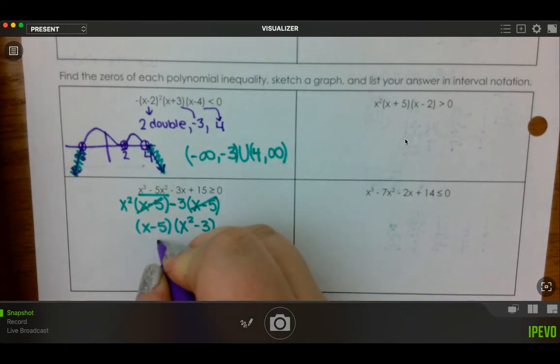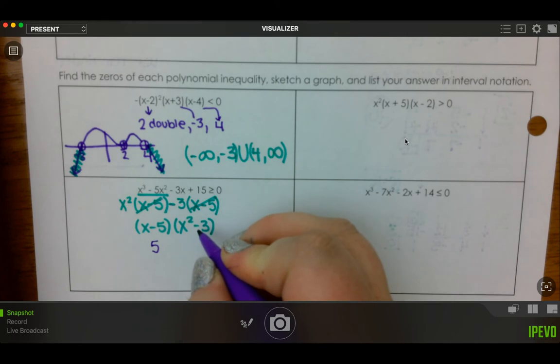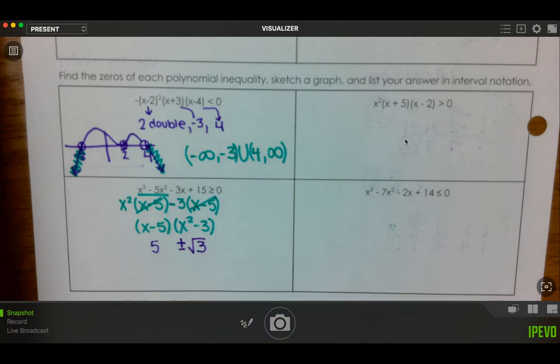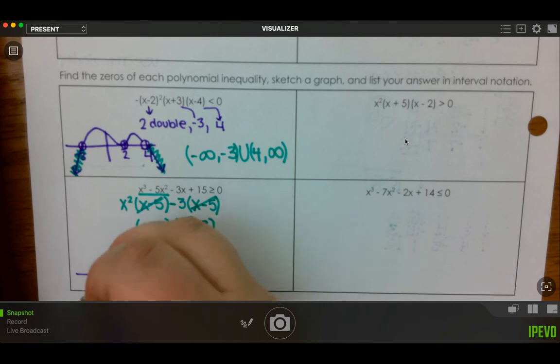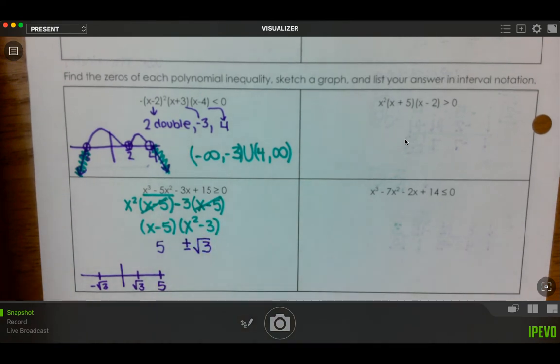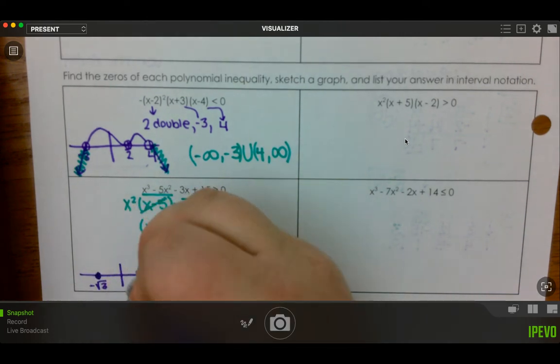That means I have zeros at 5. And this one would be 3, but we have to get rid of squared. So it's going to be plus and minus the square root of 3. Don't let that freak you out. It just means that when you go to draw your graph, you need to put negative square root of 3, square root of 3, and 5. Just pay attention to the fact that 5 is bigger than the square root of 3, so it goes on the end. Hey, this time I get to draw closed circles because it is greater than or equal to.